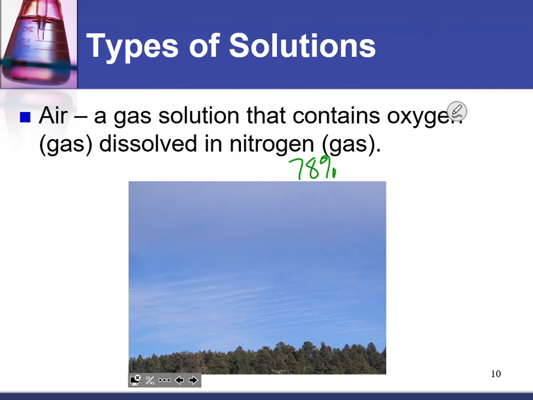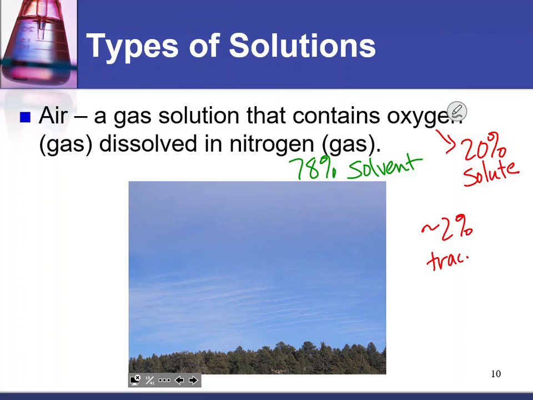78% of air is nitrogen. So this would be your solvent, okay? Approximately 19–20% is oxygen. So this is the main solute. However, that leaves approximately 2% as the trace gases. And trace gases like argon, carbon dioxide, carbon monoxide, ozone, SO2, NO2, methane, there's lots of different gases that are in very trace amounts, but they exist in the atmosphere as well.